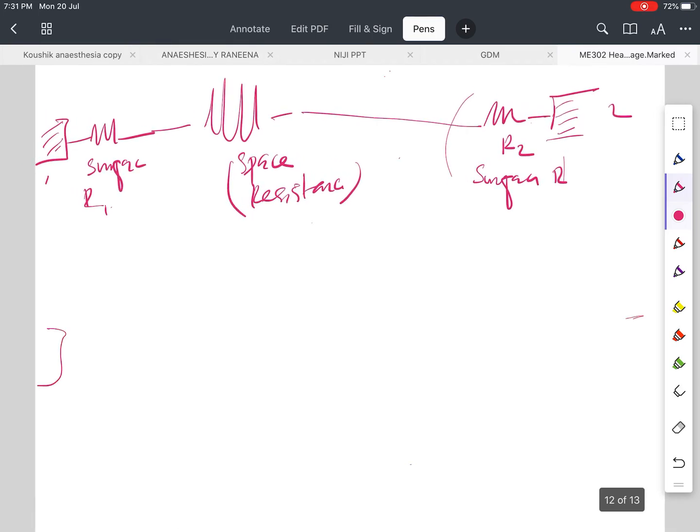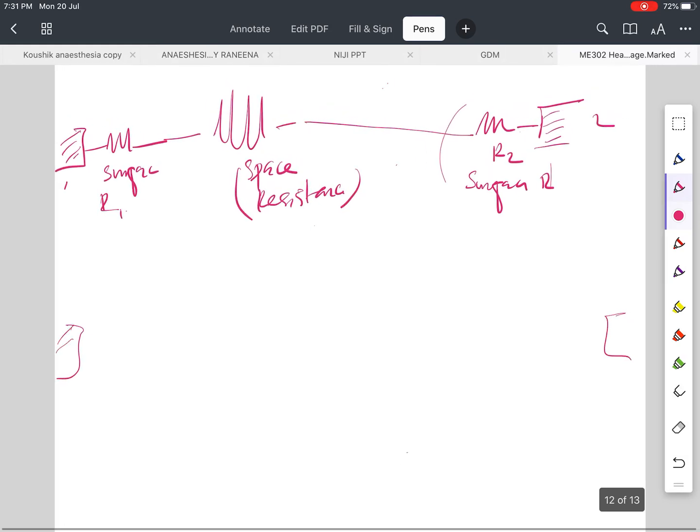Now I am putting one more gray surface here in between. Let's say this is the first gray surface, this is the second gray surface. There is radiative heat transfer between these two. Now my objective is to put one more gray surface to see what happens.